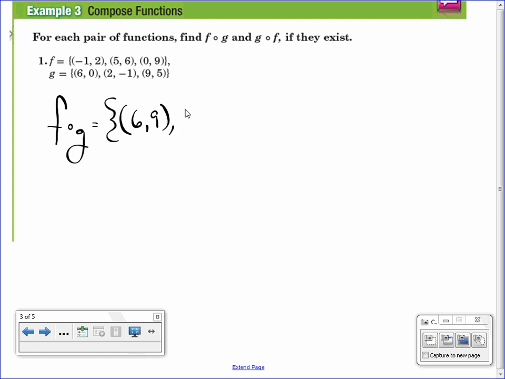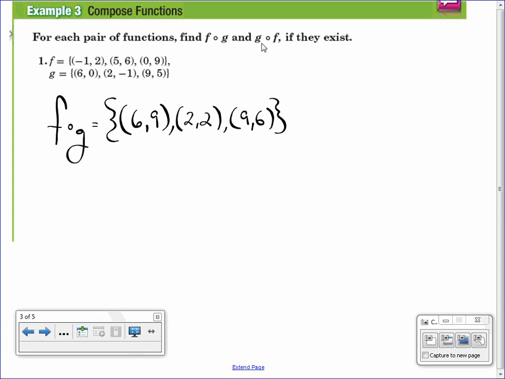And continue that process until you've gone through all these numbers. All right, our next input is 2. It gives us a -1, and a -1 gives us a 2. So we put that there. And lastly, our input is a 9. 9 gives us 5, and 5 gives us 6. And so that is F composition G.